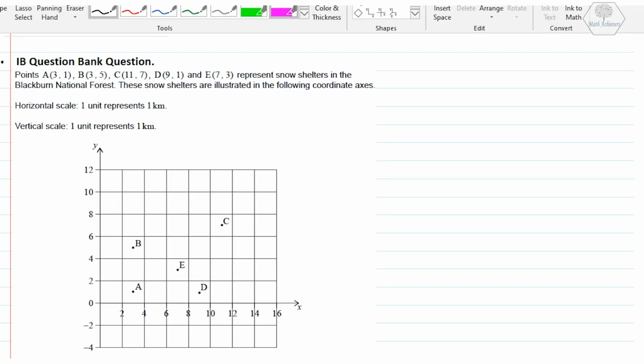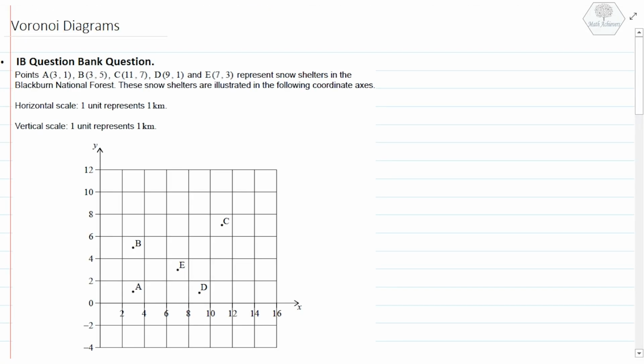Let's solve now a question from the IB Questionbank. You have to remember that the IB Questionbank questions will be easier than the example we demonstrated in our explanation.